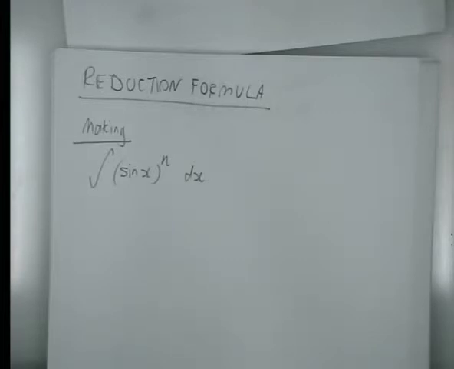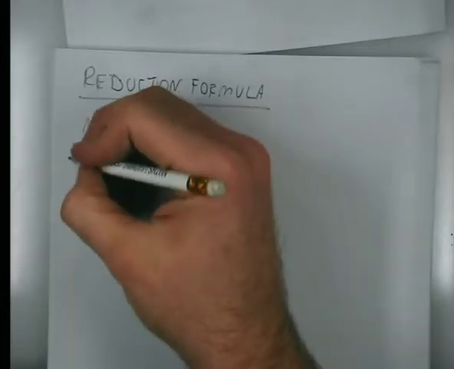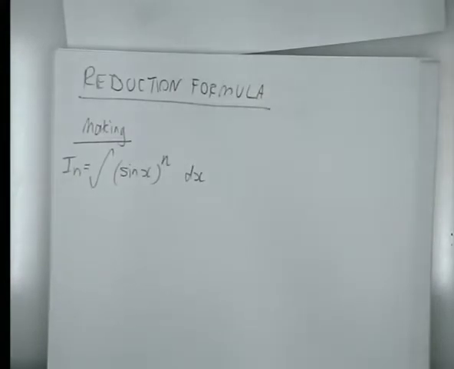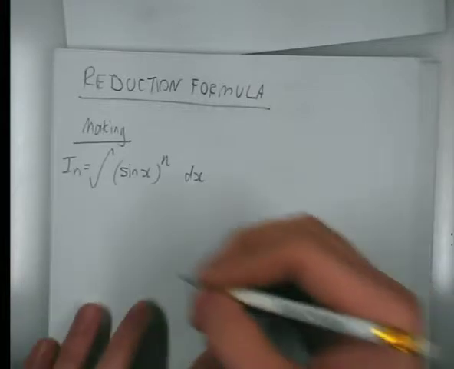So the first step is to call your integral a name so that you can use it later. I'm going to call it I sub n. This is integral number n. It's the integral of sine x to the n. And then I'm going to do a reduction formula like so.